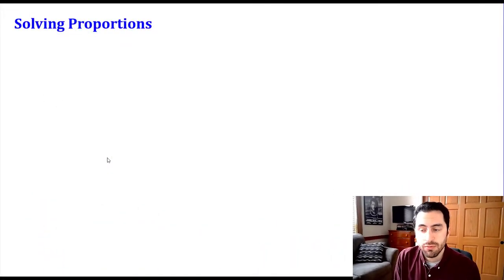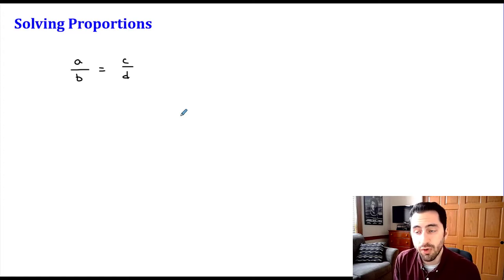So the first thing, remember that a proportion is an equation that says two ratios are equal to each other. So for example, a over b is equal to c over d. That would be a proportion. One fraction is equal to another fraction. Now, if one of these four variables is unknown, we can solve for that in this proportion. So I just want to talk about the process we use to do that.